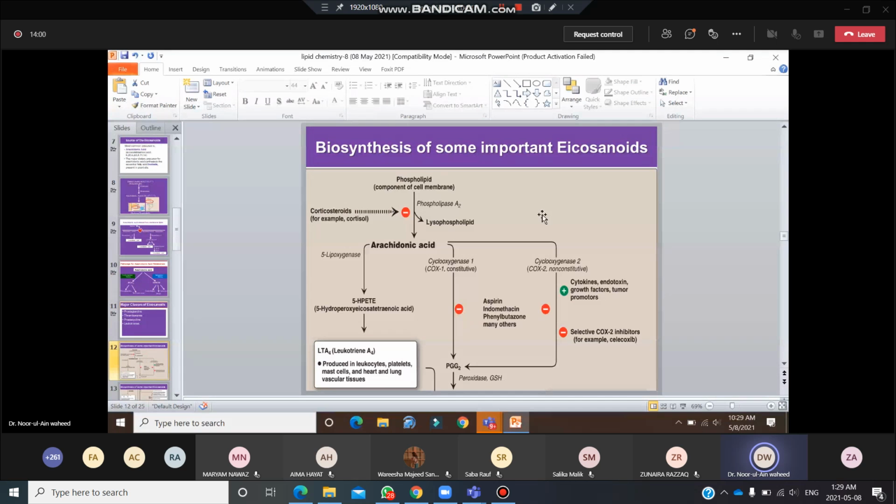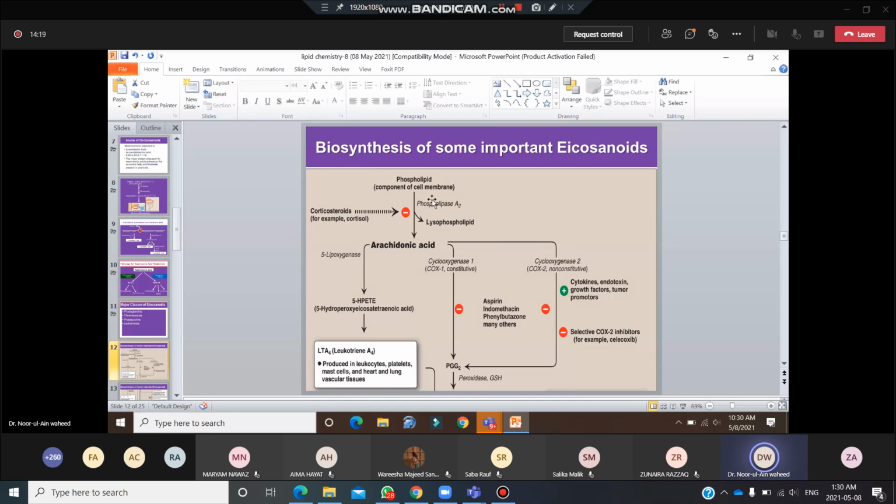Now see, this slide picture is taken from Lippincott, and you can prepare this topic from Lippincott. It is well explained over there. So you can prepare this topic from the source. This is adequate for your level.